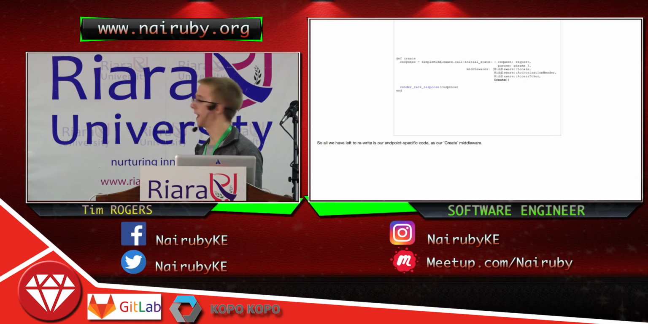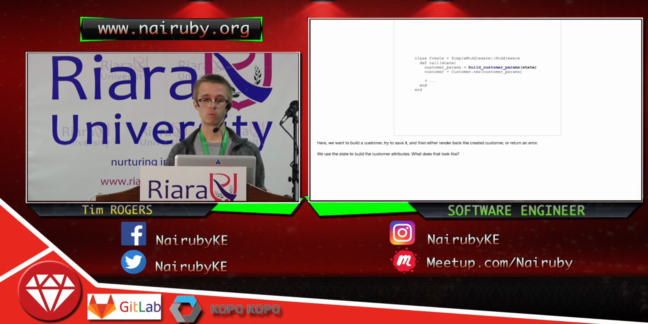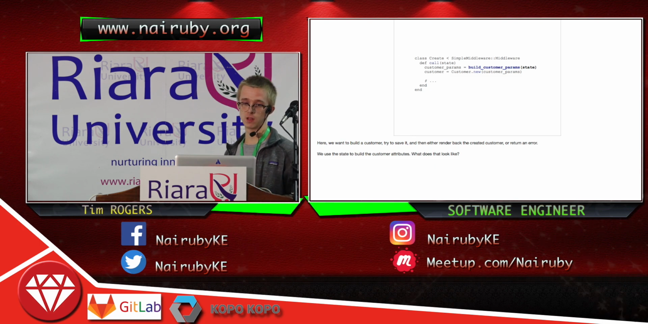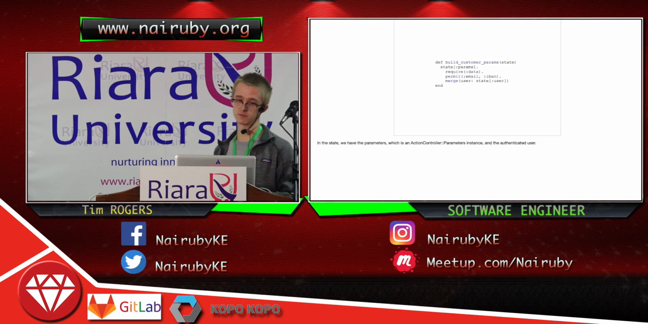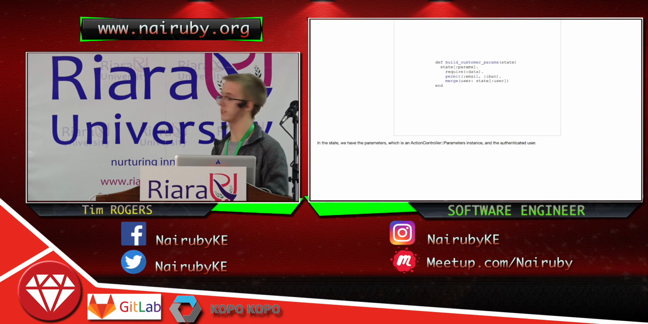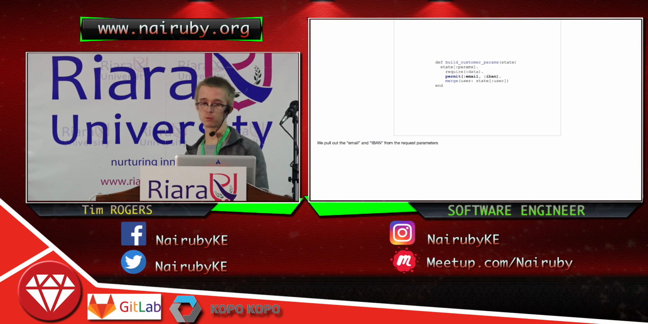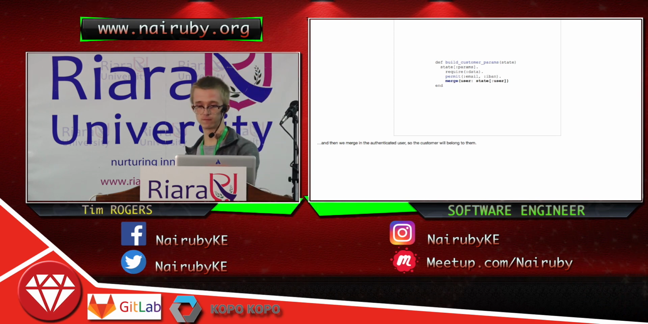So all we have left now to write is our endpoint-specific code, the create middleware. Here, we want to build a customer, try to save it, then either render back the created customer or return an error. We use the state to build the customer parameters. So what does that look like? In the state, we have the parameters, the request, and the authenticated user. We just care here about the parameters and the user. So we pull out the email and the IBAN from the request parameters, and then we merge in the user that has just authenticated from the state.